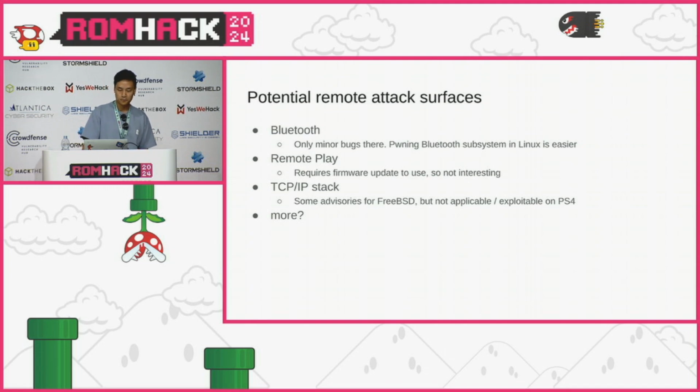The Remote Play functionality is something that can only be used on the latest versions. So an exploit there wouldn't be interesting because no one would be able to use it once it's patched. And for the TCP/IP stack, there are some advisories for FreeBSD, but unfortunately, they are not applicable or exploitable on the PS4. So what else is there?